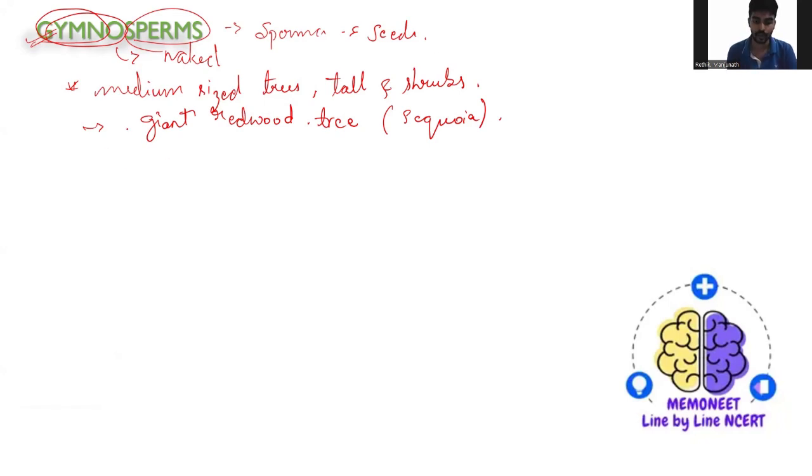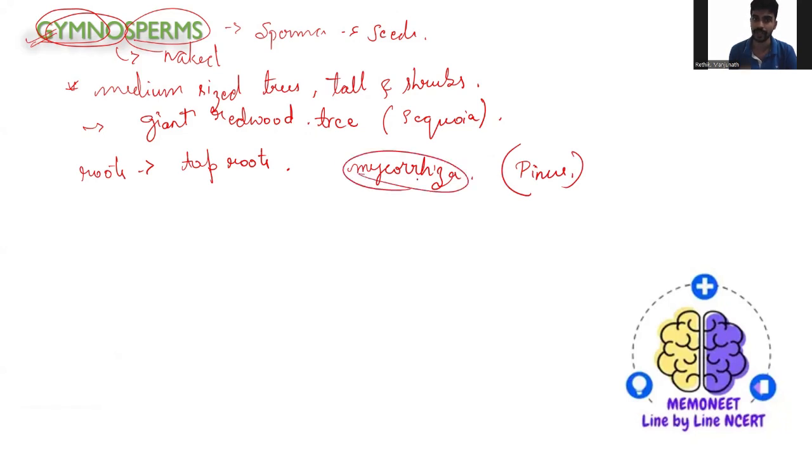Then coming to the roots. Roots are generally taproots, and sometimes roots can also be seen in a symbiotic association or relationship with fungi. For example, they have a relationship with fungi like mycorrhiza. If you see in Pinus, you will see the roots having a symbiotic relationship with the mycorrhiza fungi.